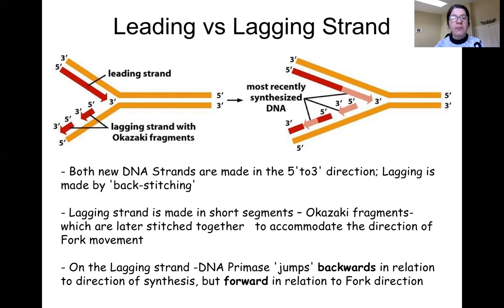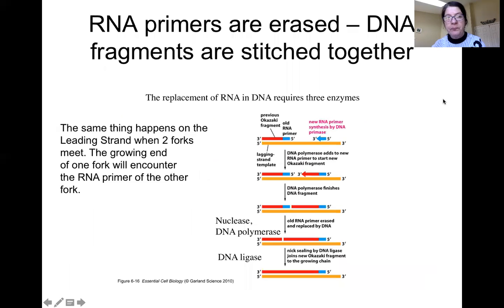to accommodate the direction of fork movement. On the lagging strand, the DNA primase also jumps backwards in relation to synthesis, but forwards in relation to fork movement. And again, both DNA polymerase and primase are literally jumping backwards in relation to direction of synthesis, but really it is forwards when you consider fork movement.